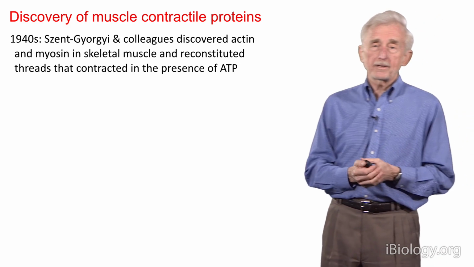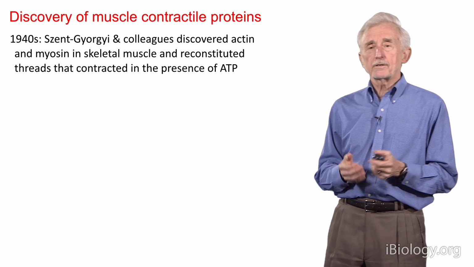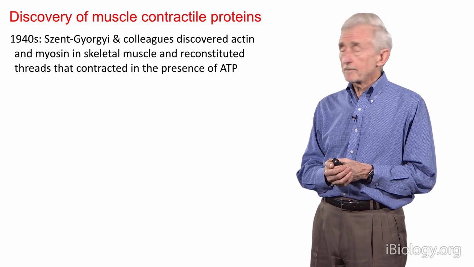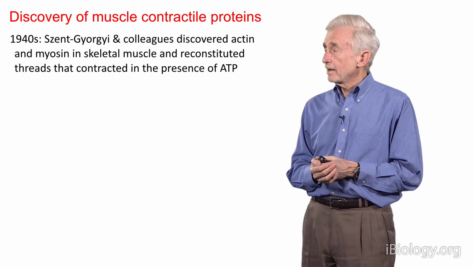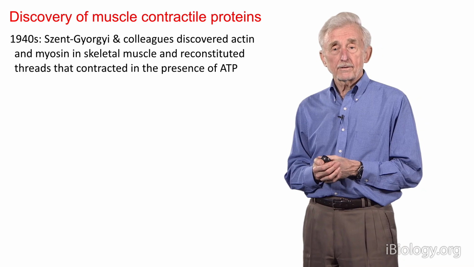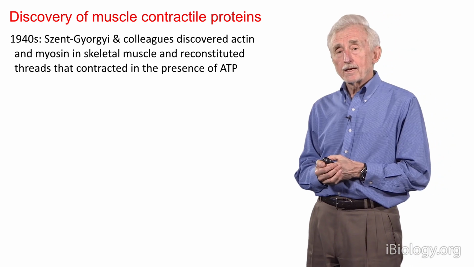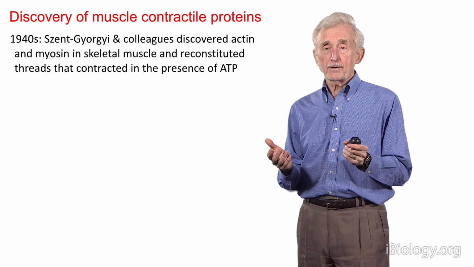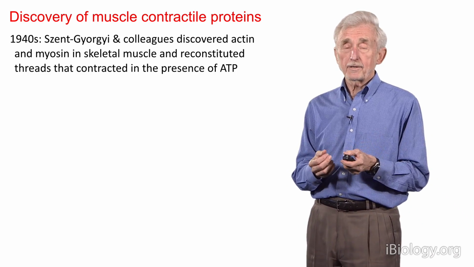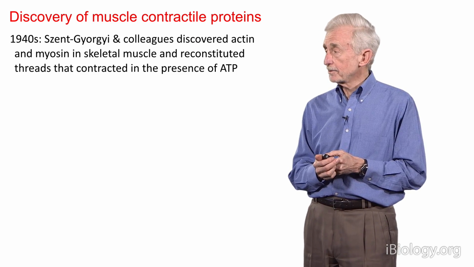So let me give you a little background about how this field got started. The original work in this field was done trying to understand the molecular mechanism of muscle contraction. And in the 1940s, Albert Szent-Györgyi and his colleagues in Hungary discovered two important proteins. One is actin, and the other is myosin. Both of them form filaments in muscle cells. They discovered when they took the two purified proteins and mixed them together in the presence of ATP, they could make threads that would contract. A spectacular reconstitution of the process they were trying to reproduce.